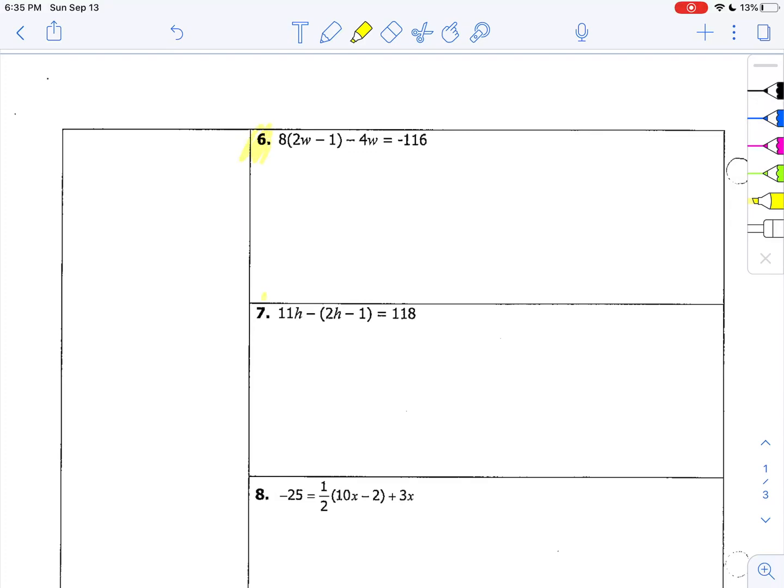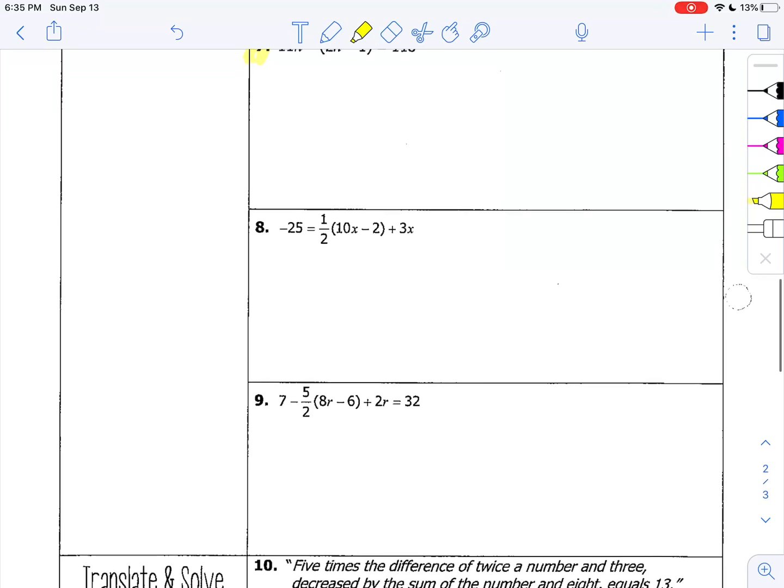Go ahead and highlight number 5. Highlight number 6 and number 7. And let's take a look at number 8 together.